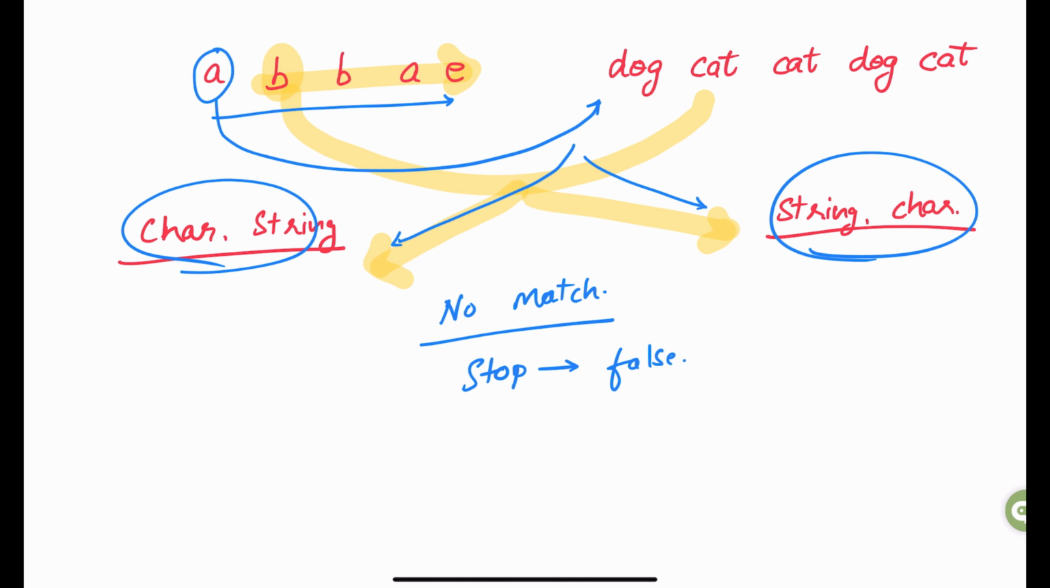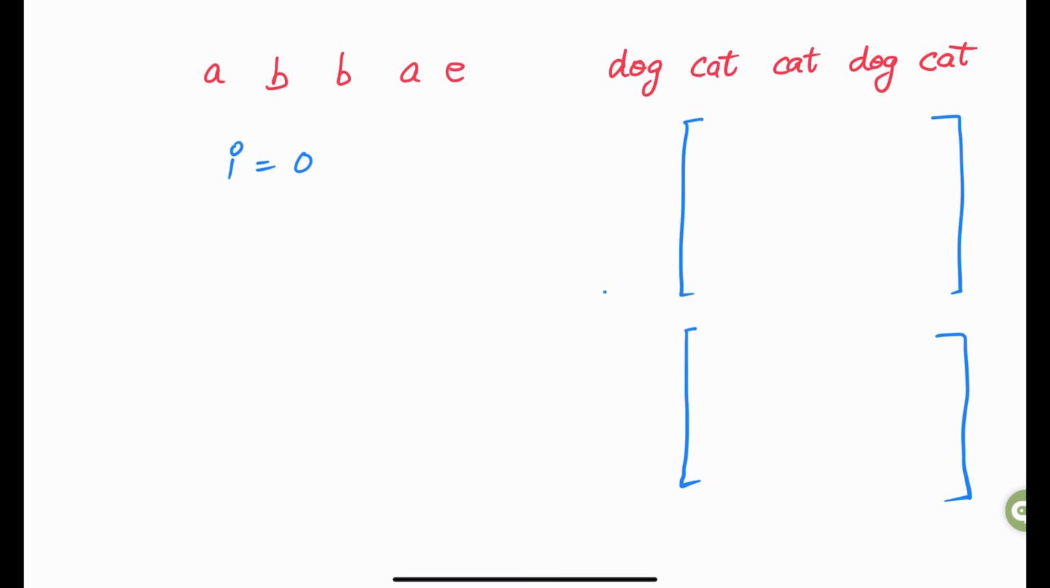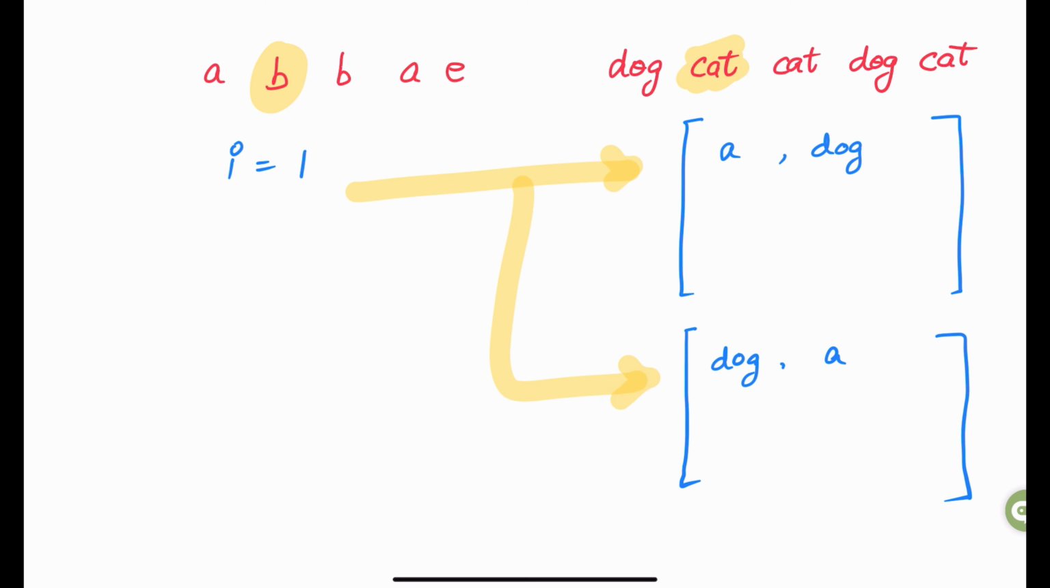Let's do a couple of simulations to understand how this will solve our problem. Starting with i equal to 0, we are pointing at the first character A and the corresponding word is dog. We'll first check if it exists in both of the collections. It does not exist, so we'll add to both of them. After incrementing our pointer, we are looking at B and the corresponding word is cat. We'll again check if it exists in either of the two collections. It does not exist, so we'll go ahead and add it.